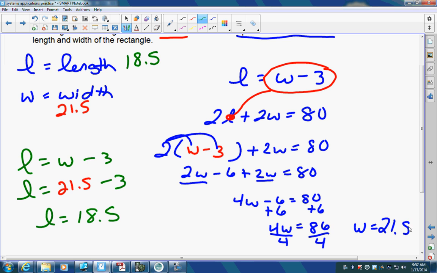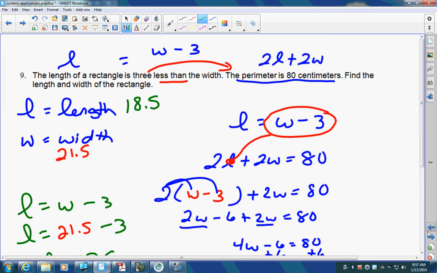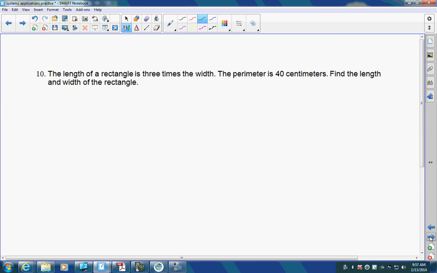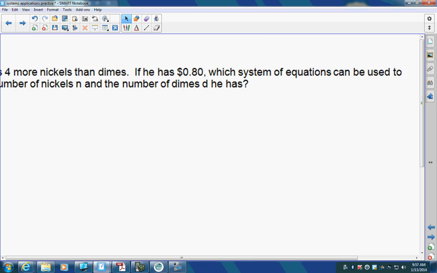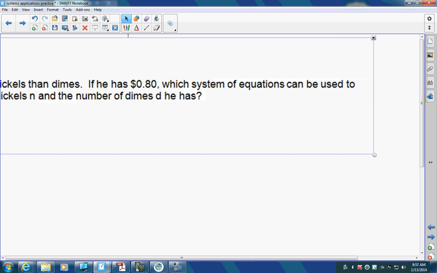All right, let's try number 11. Oh, I went backwards. Sorry. There we go. Well, I need to make this a little smaller so we can see it all.